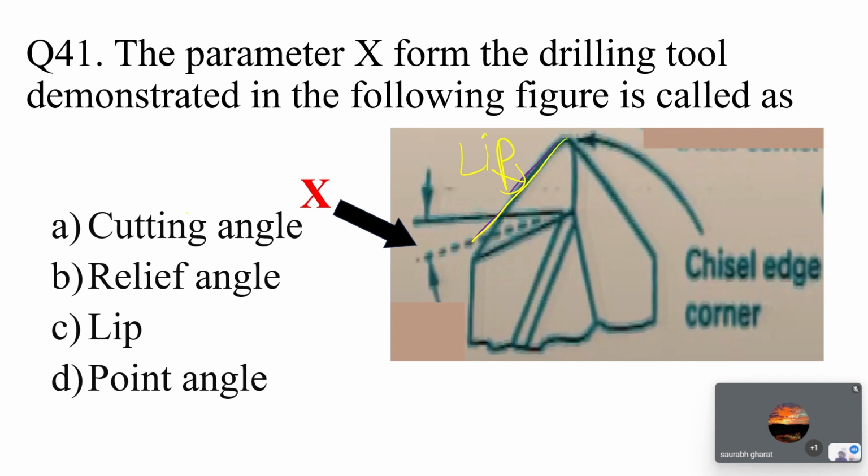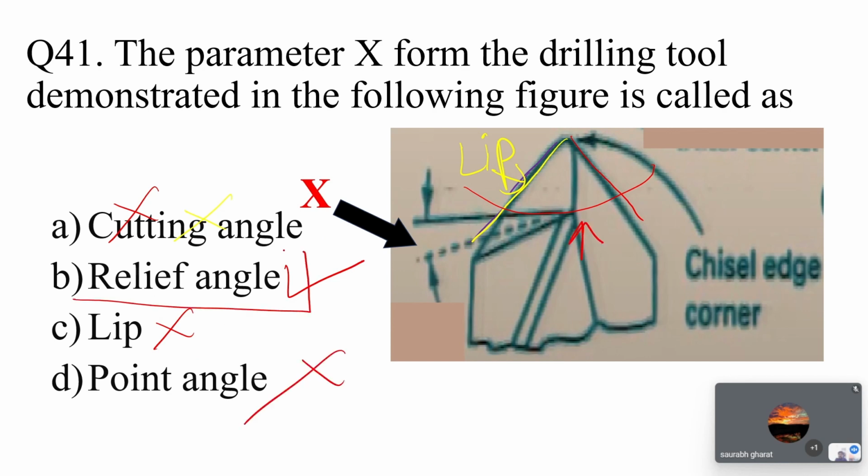This is not a cutting angle. Cutting angle is like the point angle, it is different. Cutting angle is here, not here. It is not the cutting angle. Relief angle, yes, it is a relief angle. The other one, the point angle, is this. Okay, this is the point angle. So only the relief angle is the correct answer.